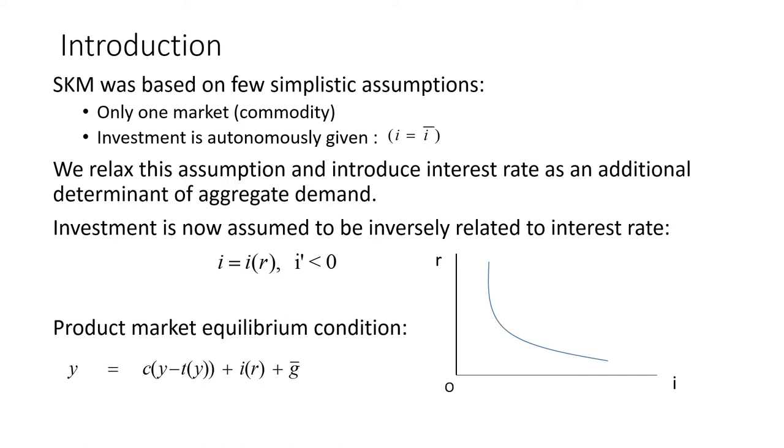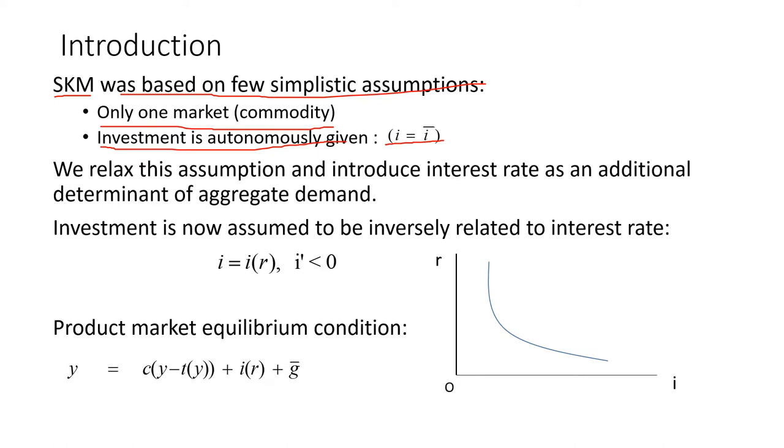Remember the SKM. The SKM was based on a few simplistic assumptions. As I told you, there was only one market, the commodity market, and investment was assumed to be autonomously given. The simplistic assumption was that investment is not a function of any economic variable within the model. So it was given from outside, exogenous or autonomously given.